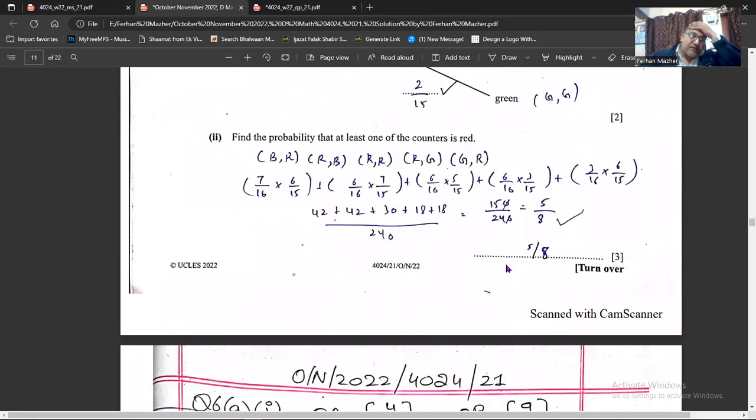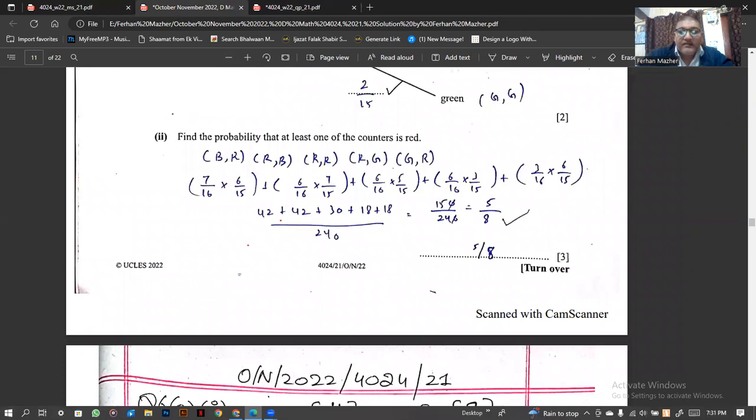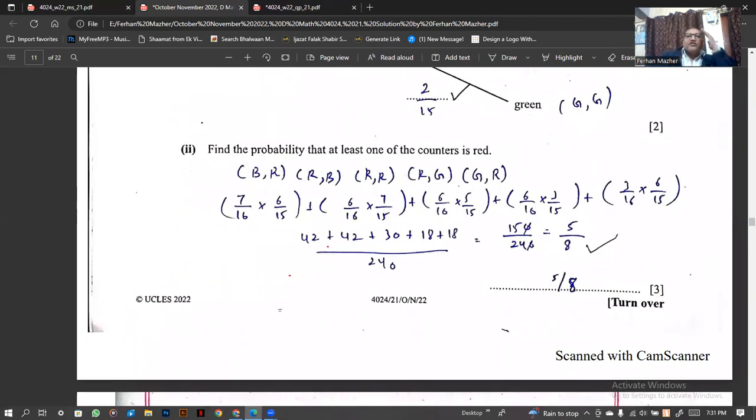Okay, so I was trying to increase the size so you can see more clearly. So blue, red; red, blue; red, red; red, green; green, red. So their individual probabilities will be 7 by 16 multiplied by 6 by 15, plus 6 by 16 multiplied by 7 by 15, plus 6 by 16 multiplied by 5 by 15, plus 6 by 16 multiplied by 3 by 15, plus 3 by 16 multiplied by 6 by 15.